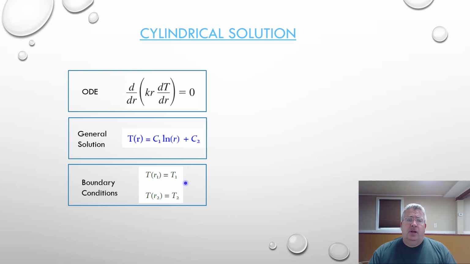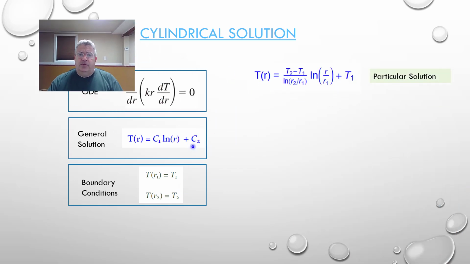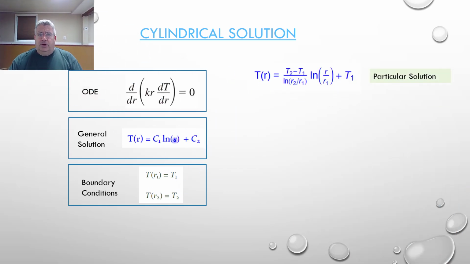So in this case, we will just use a constant temperature boundary condition. At radius 1, the inner radius, we'll have temperature 1. At the outer radius, we'll have temperature 2. When you substitute those boundary conditions into the general solution and work through your algebra, you'll end up with this particular solution.